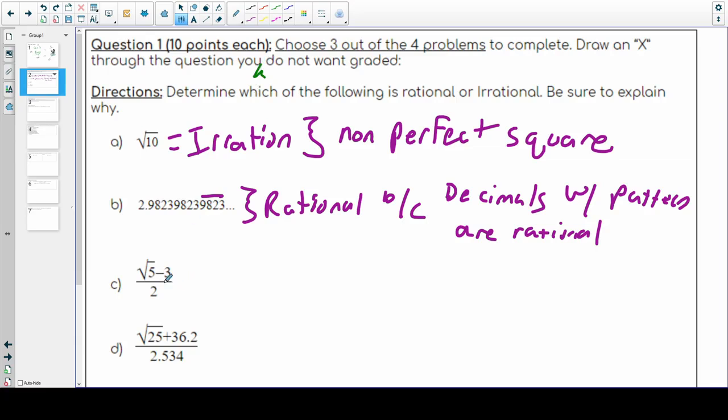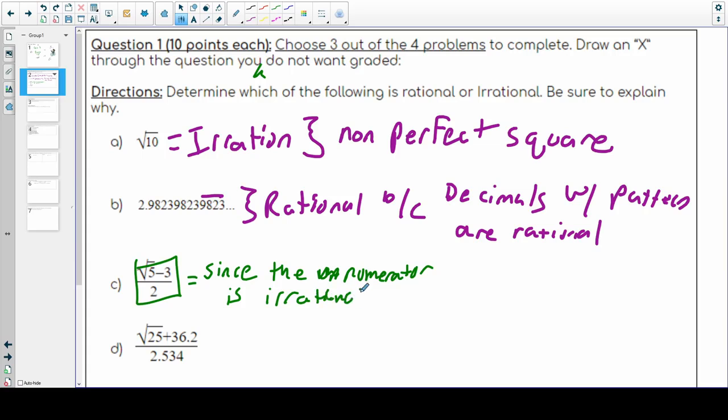Okay, next one. It's a fraction. Well, since it's a fraction, if it's rational, that means that the numerator and denominator must be integers, which means a positive or negative whole number. Well, 2 is definitely rational. 2 is definitely an integer. But the square root of 5 minus 3 is irrational. So since the numerator is irrational, then we can say that because it's an irrational divided by a rational, it must be irrational.